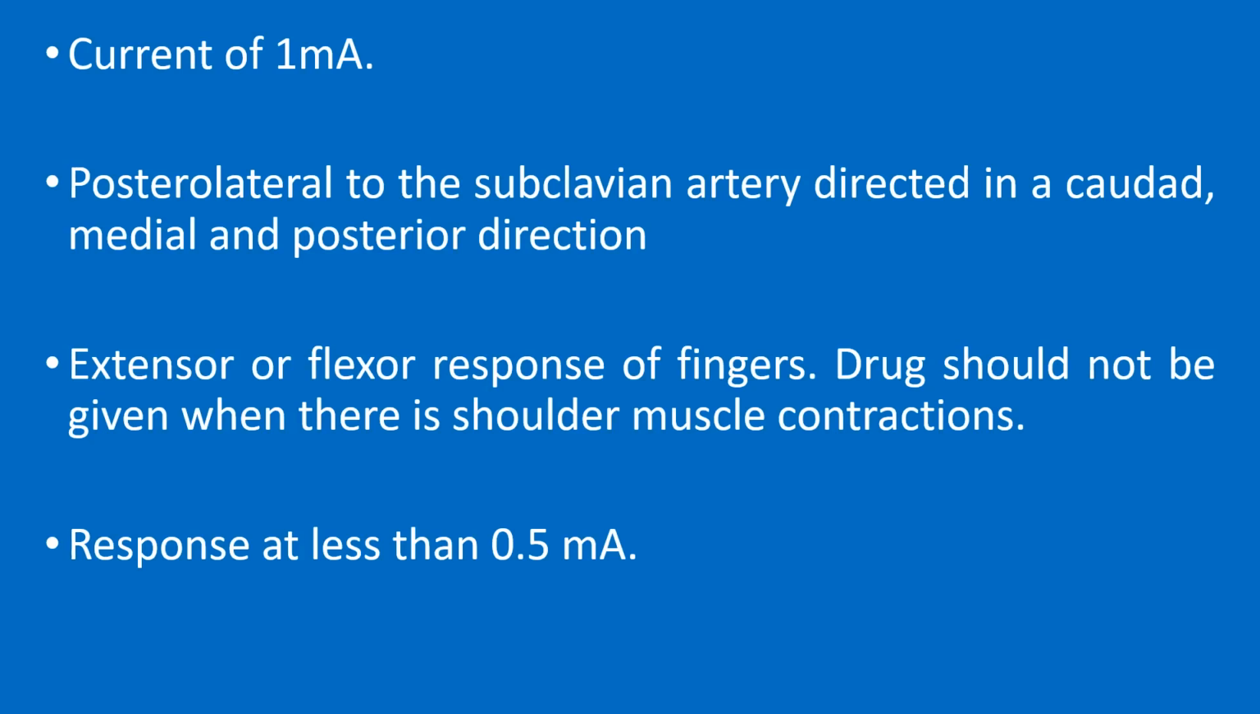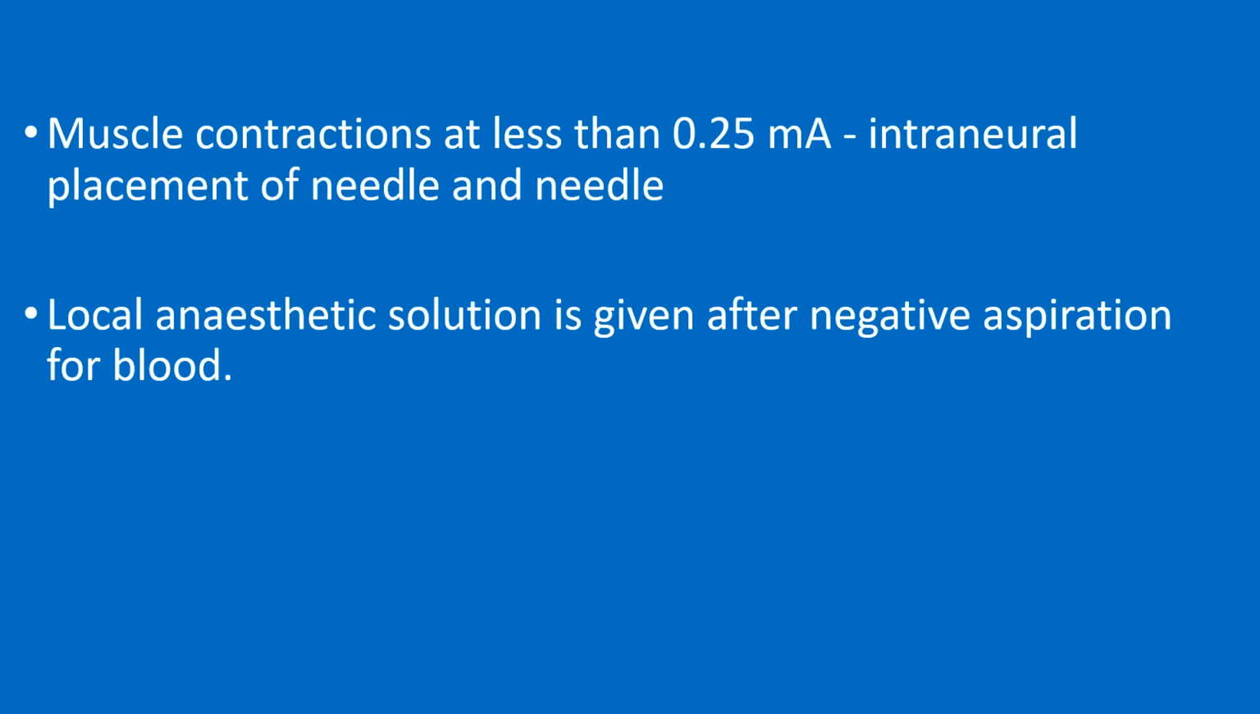This response of the fingers should be present at less than 0.5 milliamperes. Sometimes even at 0.25 milliamperes the muscle contractions will be visible in a few patients. This indicates intraneural placement of the needle and the needle has to be withdrawn. So always remember, in order to prevent intraneural injection, there should be absence of muscle contractions at less than 0.3 milliamperes. And we give the local anesthetic solution after negative aspiration for blood.